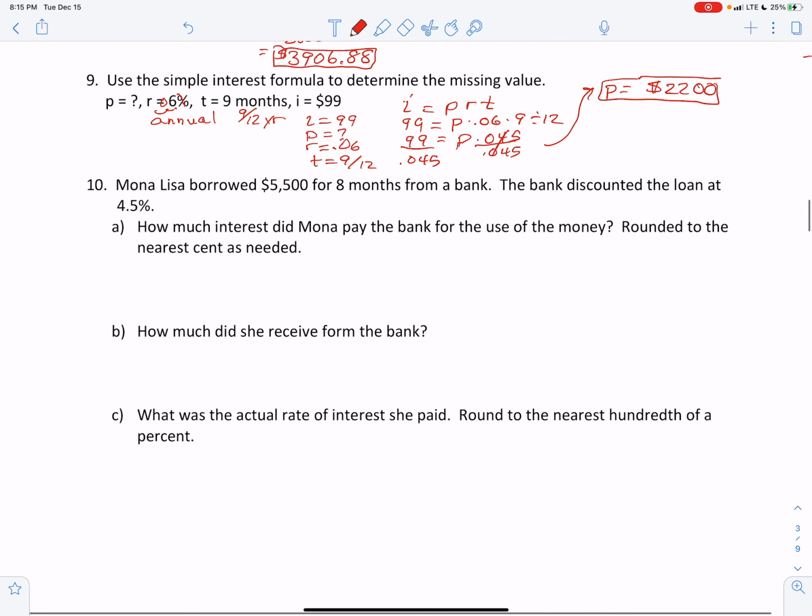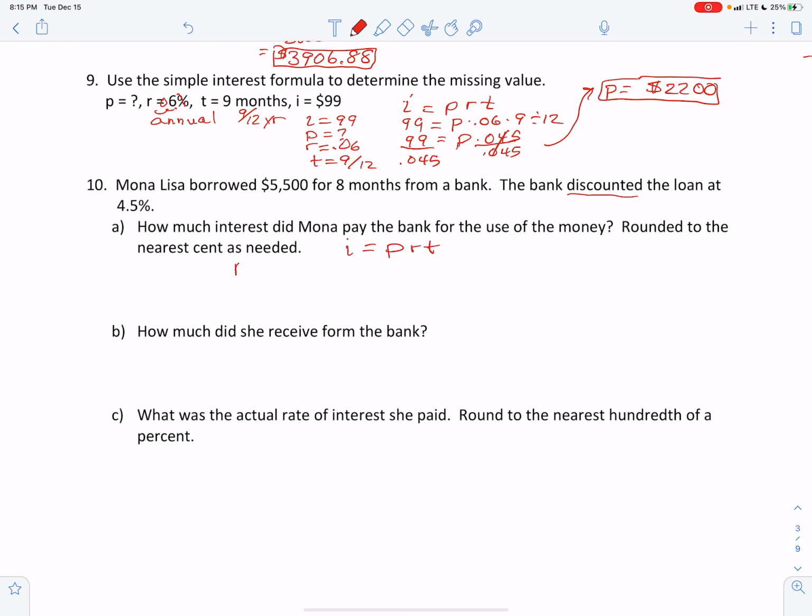For 10. Mona Lisa borrowed $5,500 for 8 months from a bank. The bank discounted the loan at 4.5%. How much interest did Mona pay the bank for the use of the money, rounded to the nearest cent? All right, so for a discounted loan, interest is calculated on the loan amount using the simple interest formula.